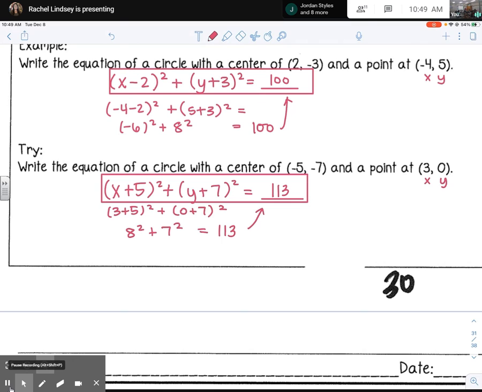Okay. Now I want you to practice page 31 and 32.